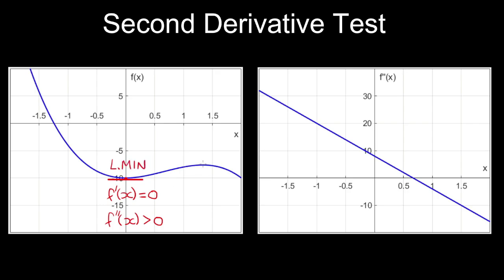Now for this critical point, the slope of the tangent to the curve is also 0. But the second derivative is less than 0. So therefore the graph is concave down in the vicinity of that critical point, and it's a local maximum. And that's consistent with the graph of the second derivative over here.